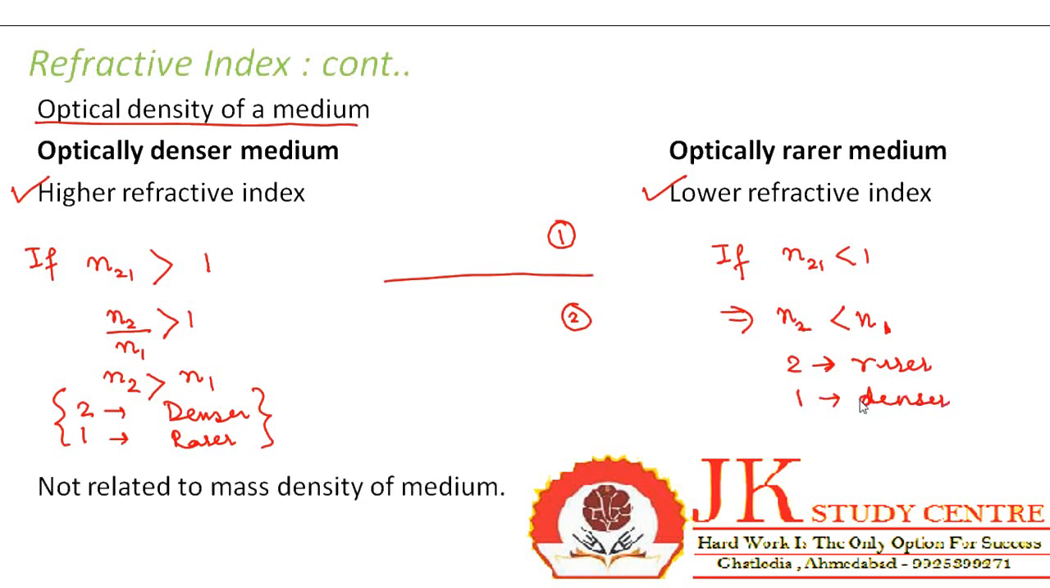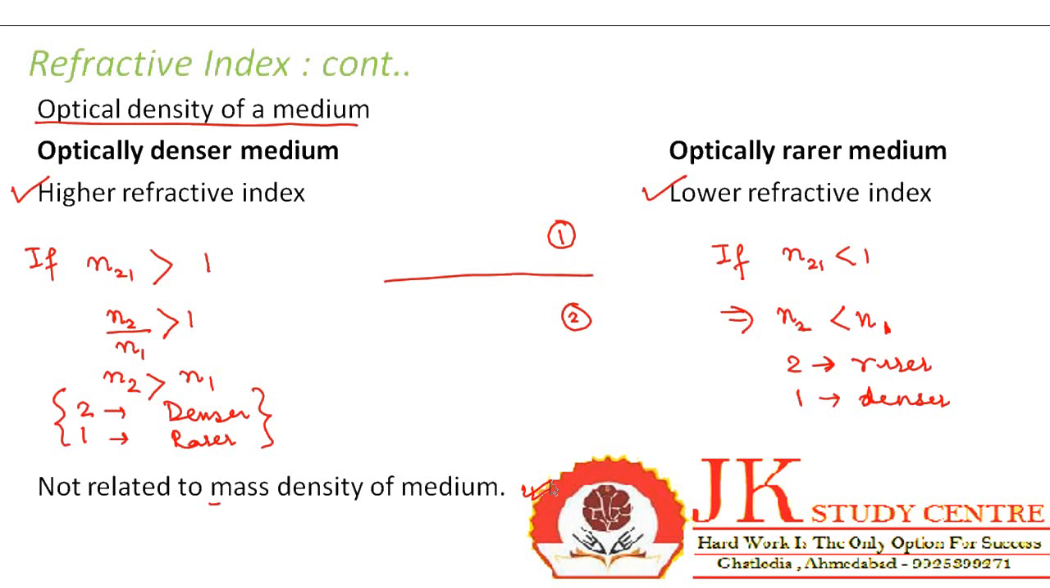Now please make a note that here optical density is not related to mass density of the medium in any way. Mass density talks about mass per unit volume. But when I talk about optical density, it means how dense or how much less dense is the medium to bend a ray of light. So if the refractive index is more, it will bend the light more. If the refractive index is less, it will bend the light less.